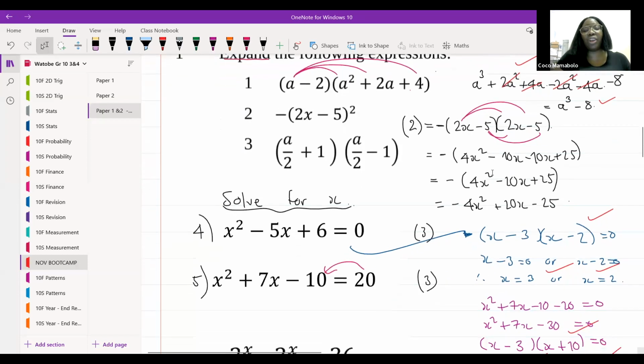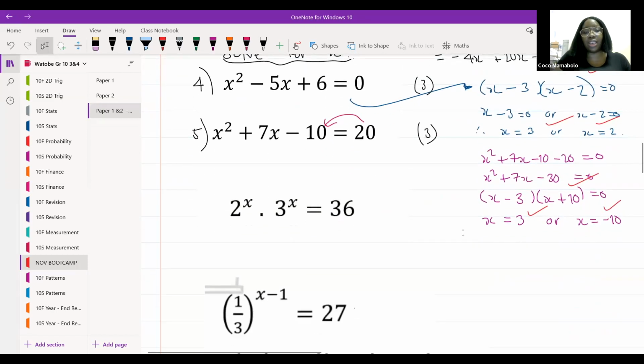All right, let's have a look at these exponents questions next, these 2, and then we'll look at a simultaneous equation quickly. All right, so we said whenever we want to compare exponents, what do we need? If we want to compare exponents, we're going to need a what?